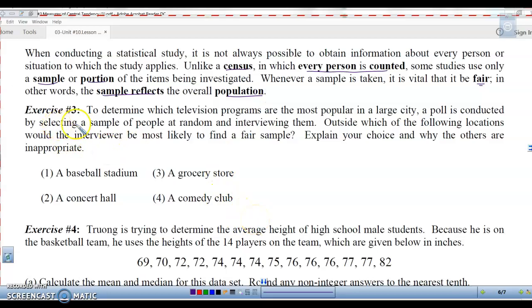All right, so let's look at exercise 3 for a second. To determine which television programs are the most popular in a large city, a poll is conducted by selecting a sample of people at random and interviewing them. Outside which of the following locations would the interviewer be most likely to find a fair sample? So why would they be appropriate or not? Which one would be the most likely fair sample?